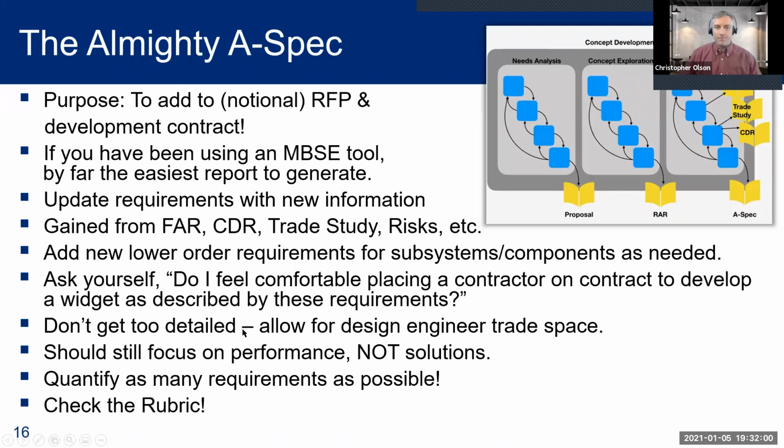Don't get too detailed. Here you want to allow the design engineer some what's called trade space. You want to give the design engineer flexibility to exercise their trade. You should still focus on performance. We should not be putting specific solutions into the system. You can have subsystems called out and you can even have components called out. Usually they're named by the function that they're performing, right?